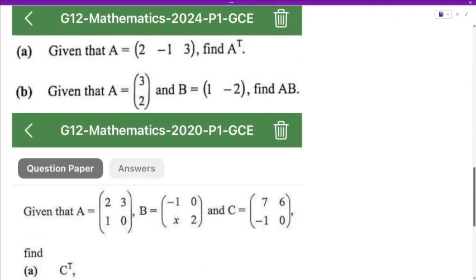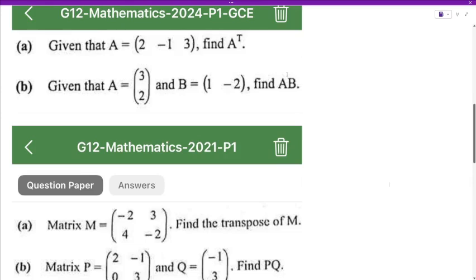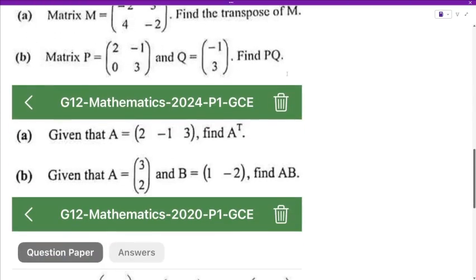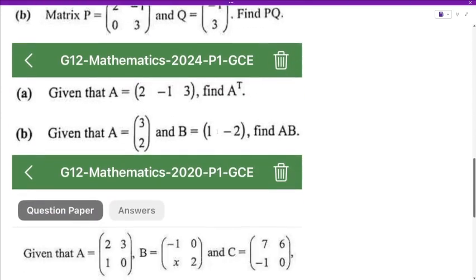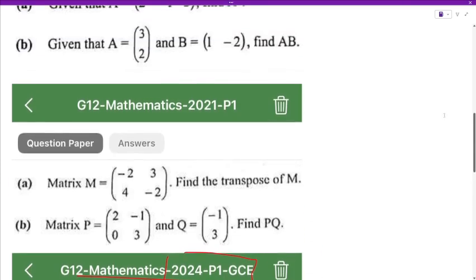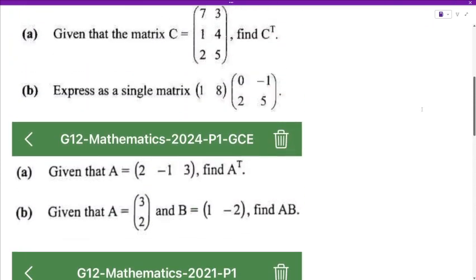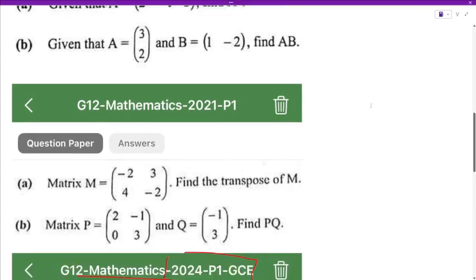Given that A is this one. Wait, have I repeated this question? Yeah, I repeated this question, this one right here. I've just remembered that we did something like this. 2024 GCE paper 1. We did it up here. 2024 GCE paper 1. This one right here. Okay, so we can skip it.